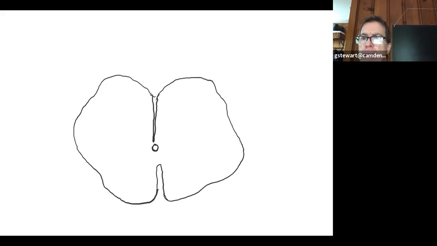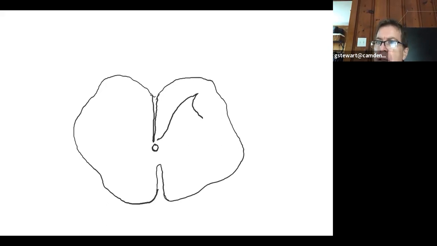This is roughly what it looks like in cross section. I'm going to use black to draw the pattern of gray matter in cross section, and it's important because different areas of gray matter have different functions. This is not my best artwork, but it'll have to do.